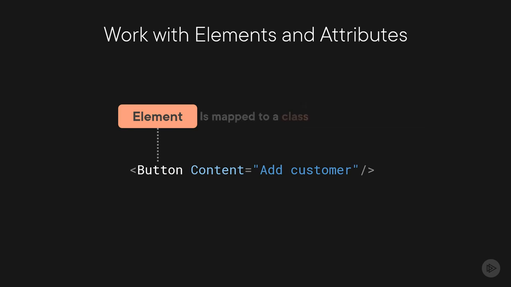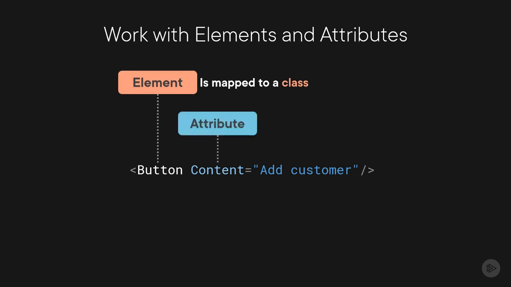In SAML, an element is mapped to a class. In this case, an instance of the button class is created. As you can see, on the button element, the content attribute is set. The attribute has the value @customer. An attribute in SAML is mapped to a property. This means that in this case, the content property of the created button instance is set to @customer.